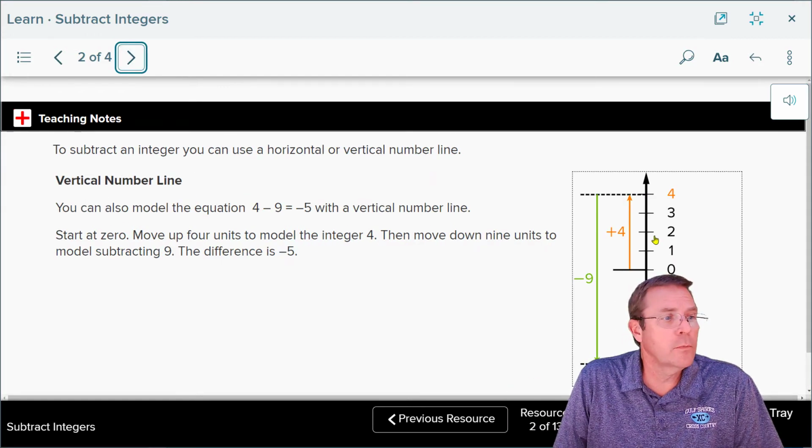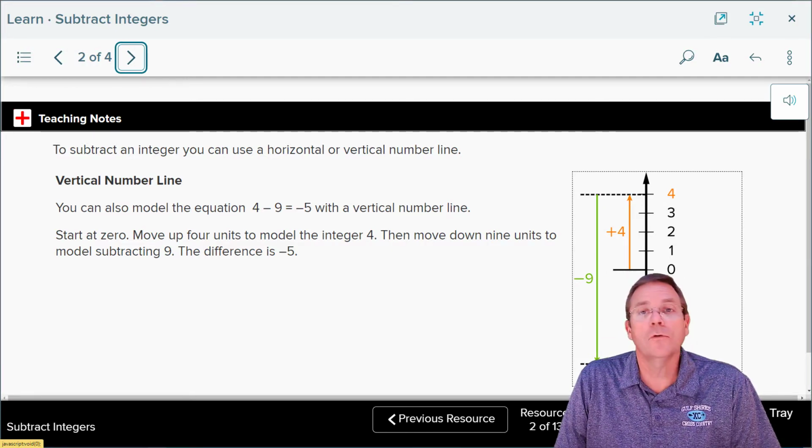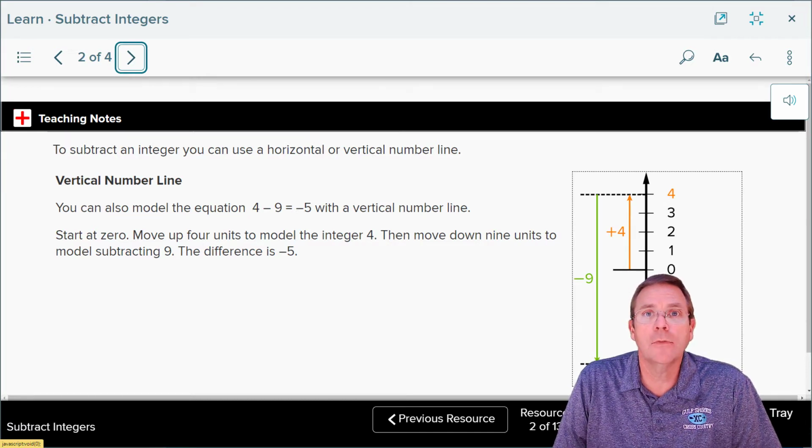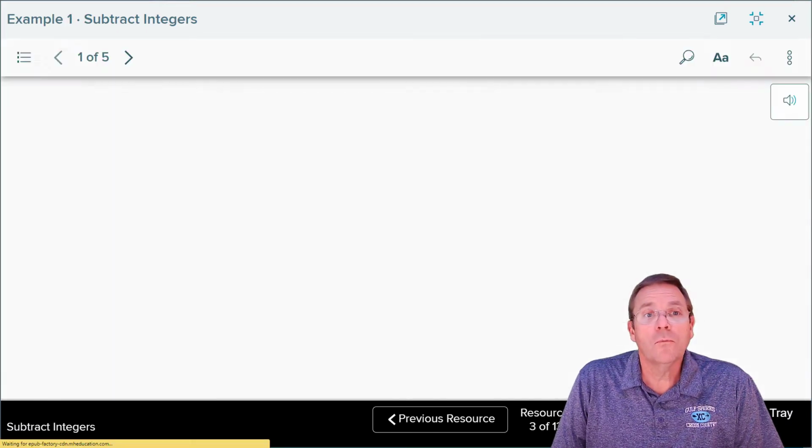On a vertical number line, they started at 0, they added 4, and then they subtracted 9, and that took them right back to the negative 5 again. The same answer that they had the other way of doing it. Let's actually look at it using some real math.